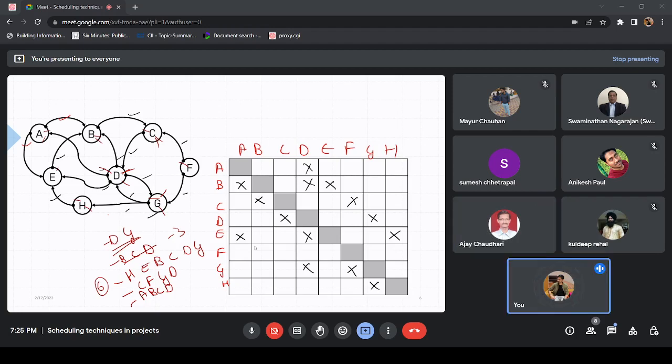Okay. So there are two tasks here. The first is that you partition it and you find the cycles.